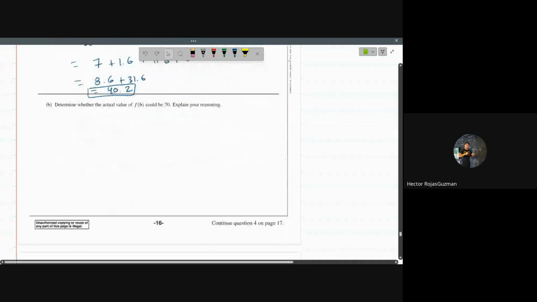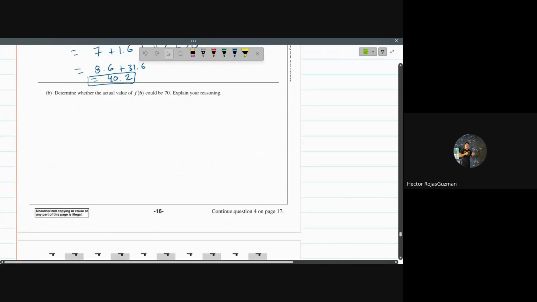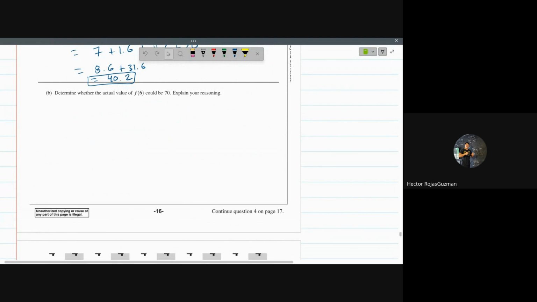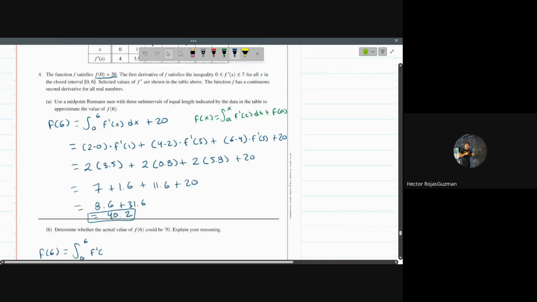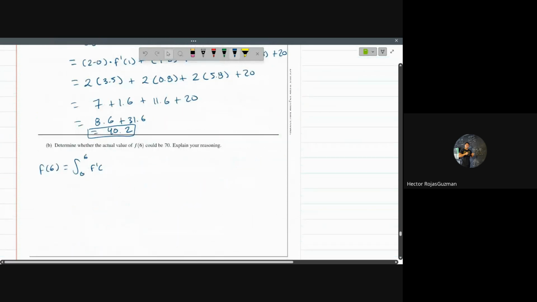Part B. Determine whether the actual value of f of 6 could be 70. Explain your reasoning. Well, f of 6 is going to be the integral, again, same rule that I just wrote, guys, from 0 to 6 of f prime. I'm going to go ahead and use x's because I no longer have t's to deal with. Plus 20.